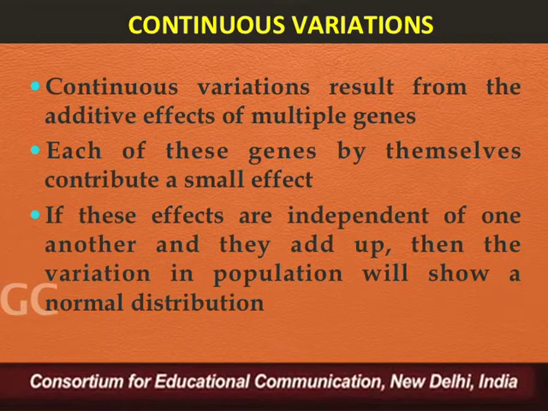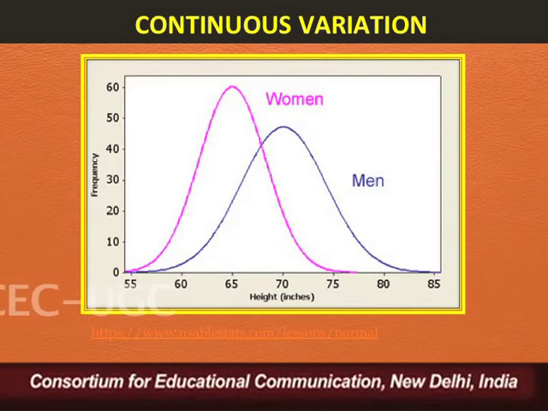So if these effects are independent of one another and these small effects add up, then the variation in population will show a normal distribution. Now, what exactly is the normal distribution? It is a bell-shaped curve. In this particular panel, we see the height of women and men for a particular population. Most of the individuals are average in height. The peak of this graph shows the average individual. There are very few who are less in height than the average, and very few who are more in height than the average.